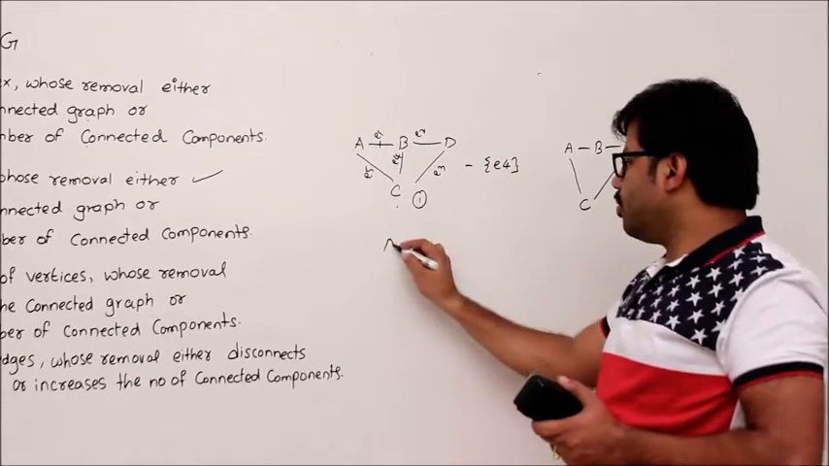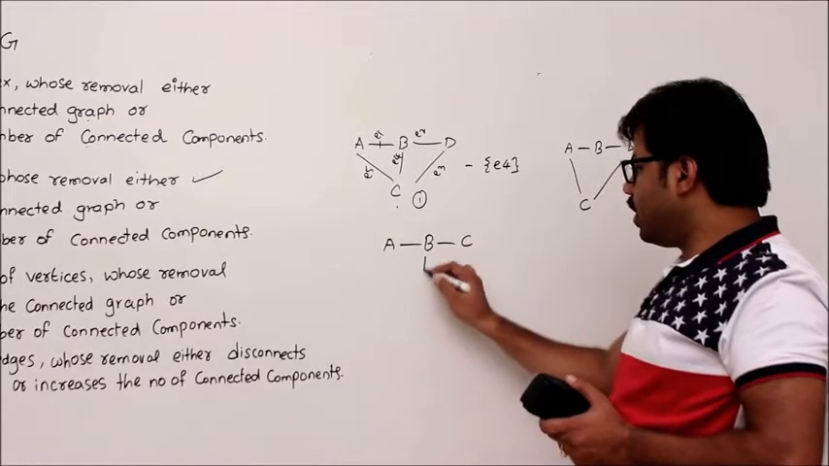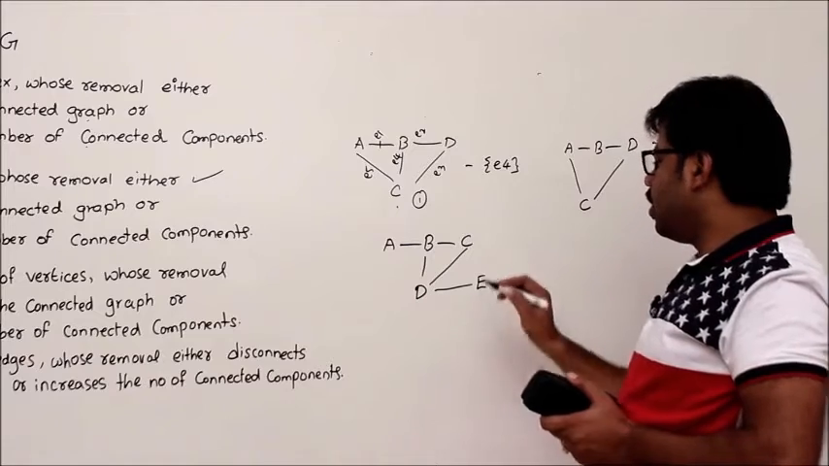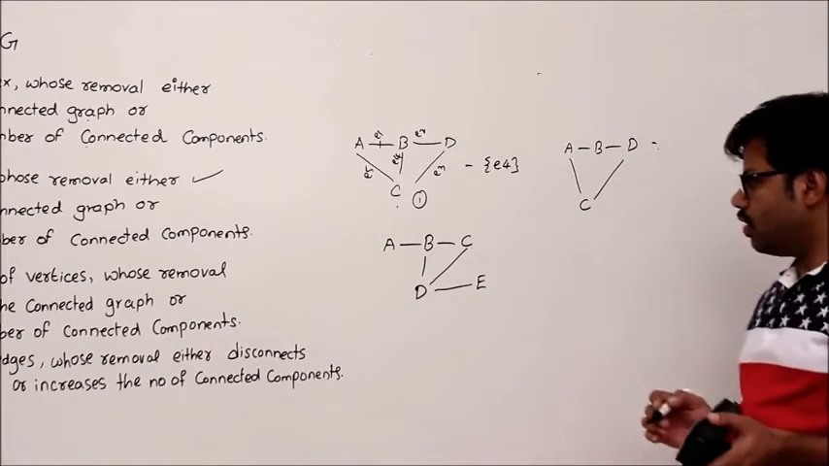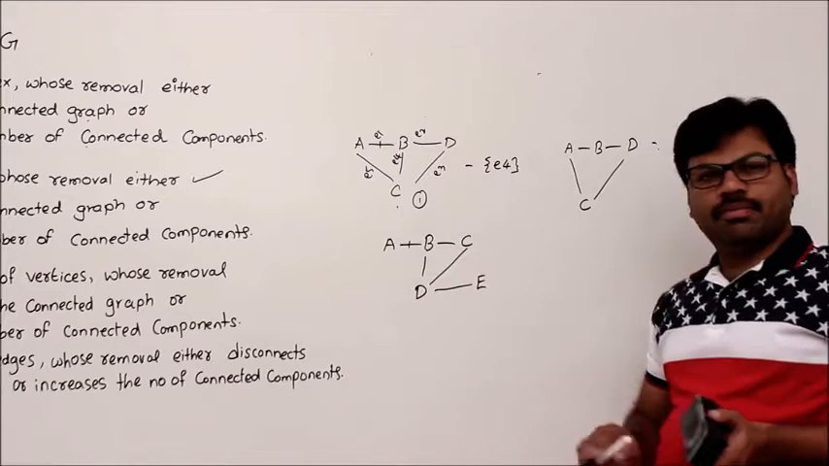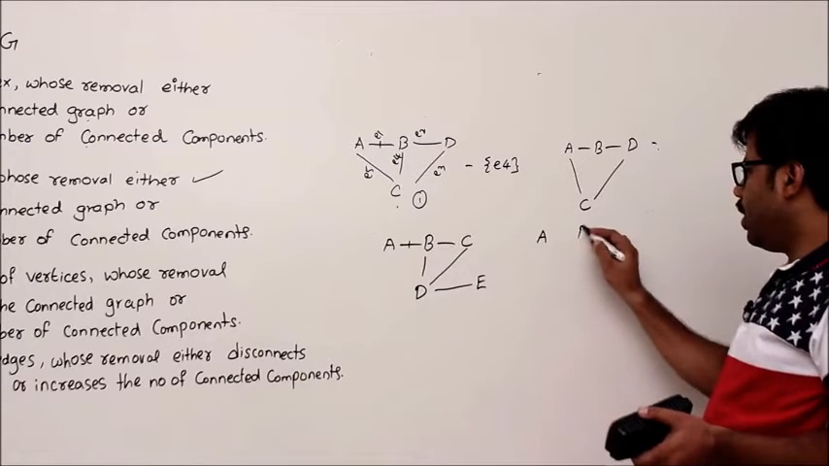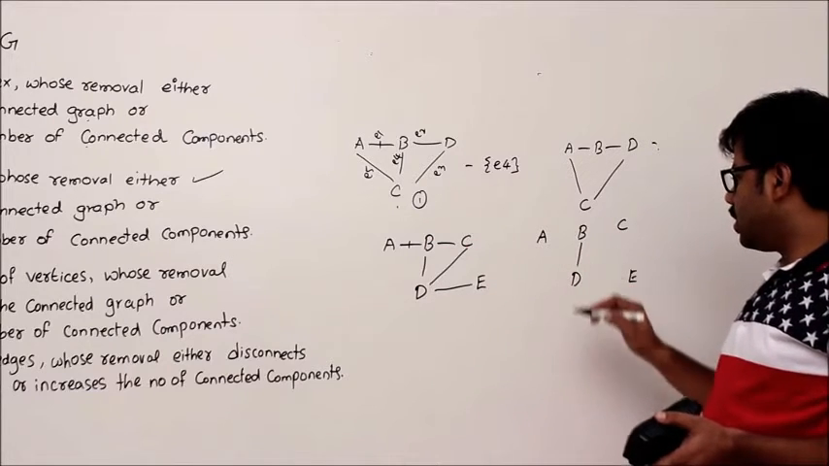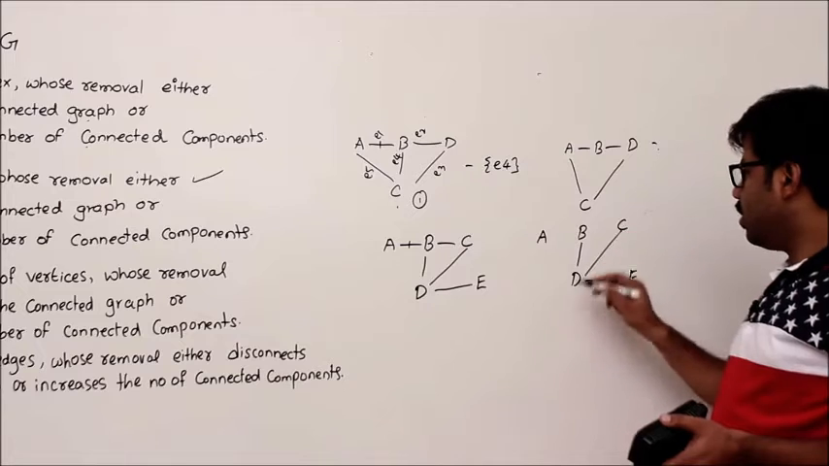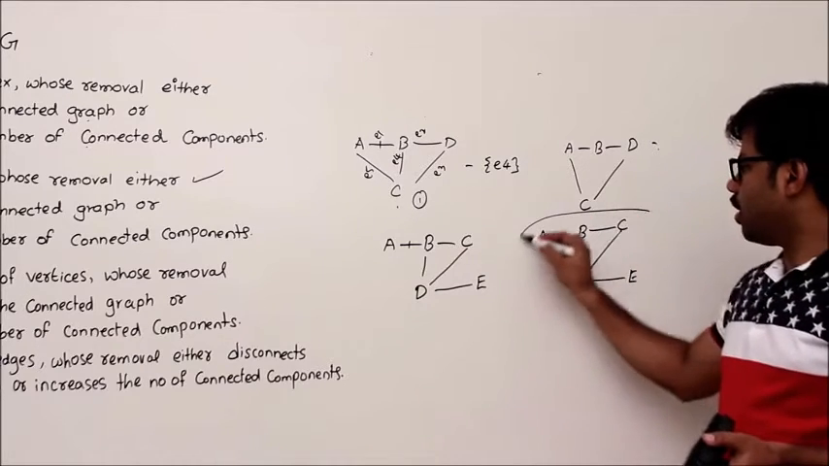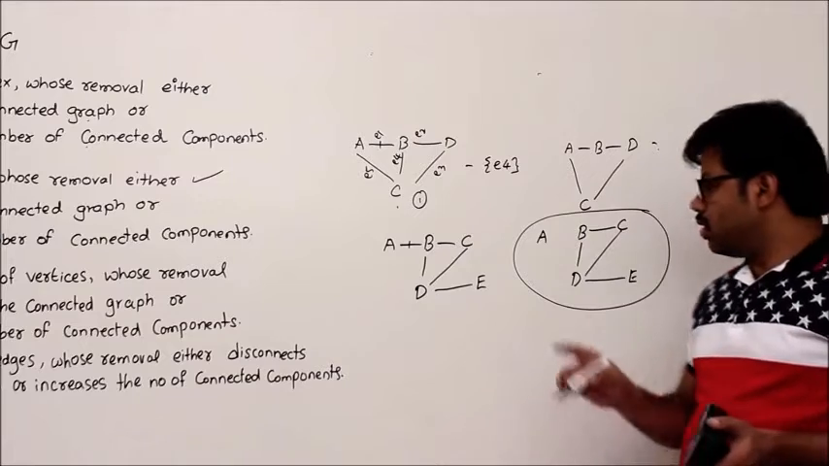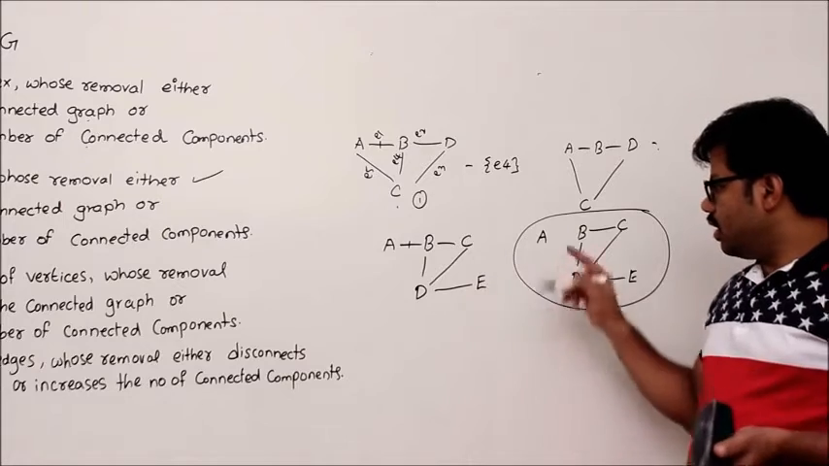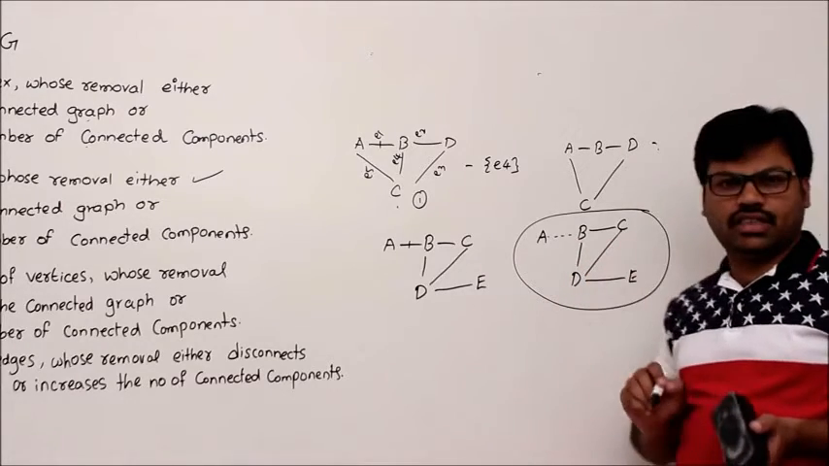Let's take one more example. A to B, B to C, C to D. Let's take this one, C to D and D to E. Let's try to find out cut edges in this graph. So what I do is I remove AB and I'll observe A, B, D, C, E. I am removing the AB edge, then the remaining edges are BD, DE, CD, BC. So this is the resultant graph. In this resultant graph, you can see that the connected graph is disconnected. That's why I can say this edge A to B is a cut edge.